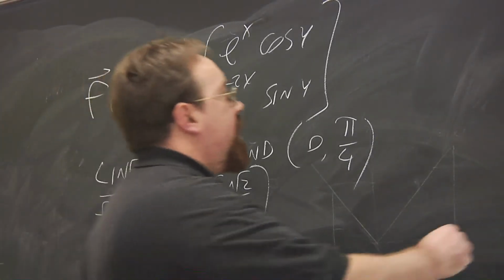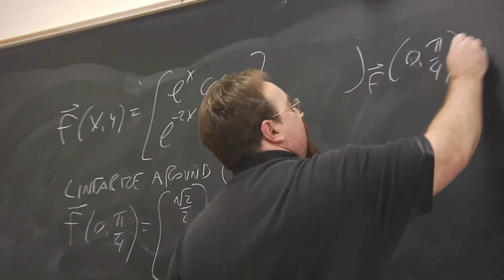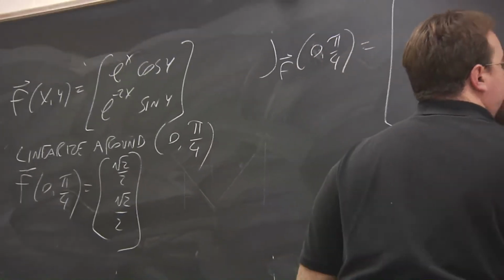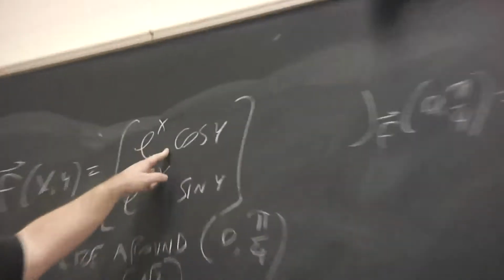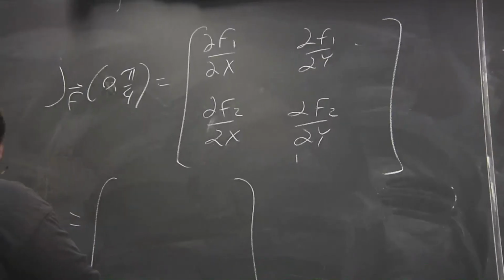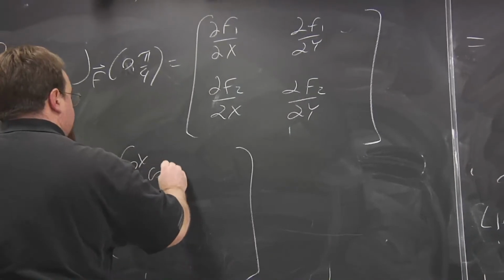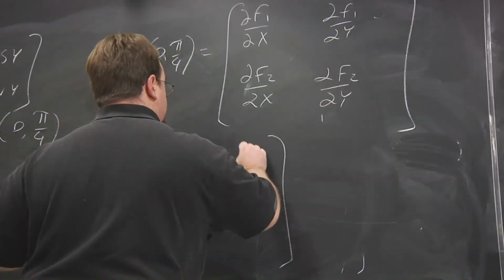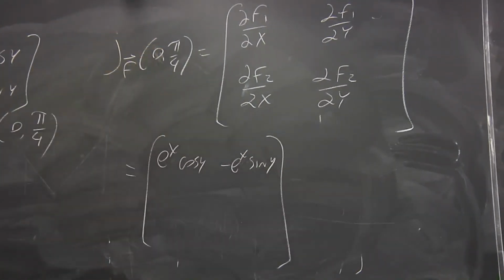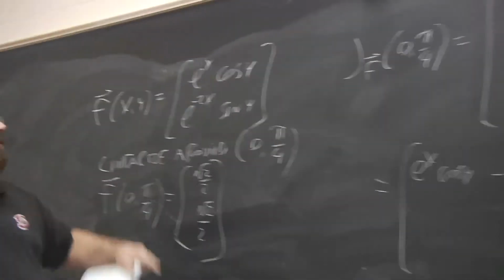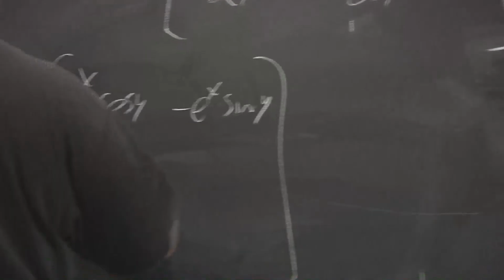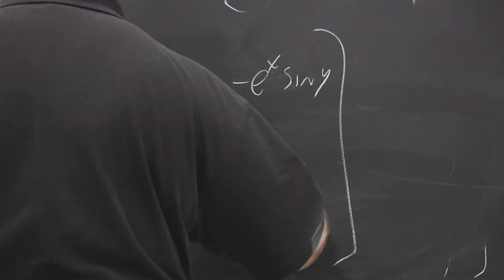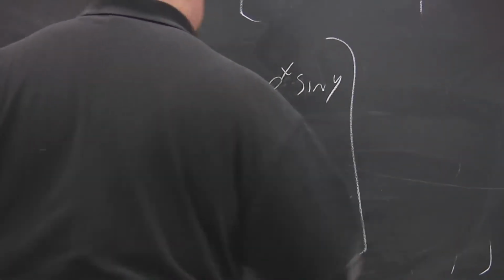But now we need a Jacobian matrix. And for that, that would be a matrix of 2 rows, 2 columns. So for our first row, we're going to differentiate this function with respect to both x and y. So we're going to get e to the x cosine y and minus e to the x sine y. Then for the second row, we differentiate this function with respect to x and y. So we get minus 2 e to the minus 2x sine y. Then we have e to the minus 2x cosine y.